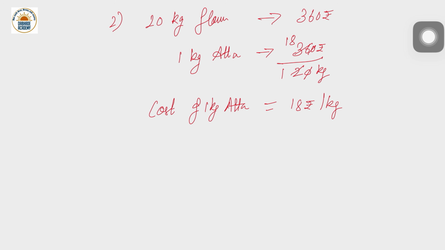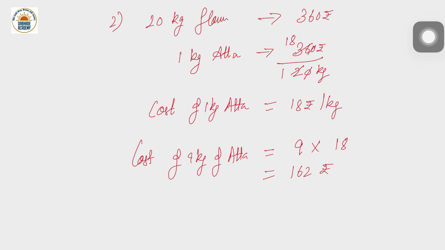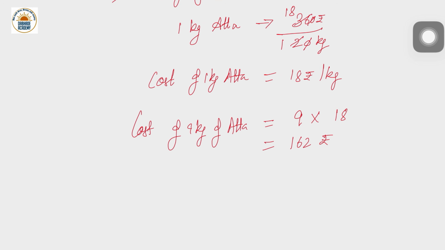Well, let's consider an odd number. Cost of 9 kgs of atta, how much will it be? It will be 9 into 18. Okay, 9 into 18, how much? 162 rupees will be the total cost of 9 kg of atta.